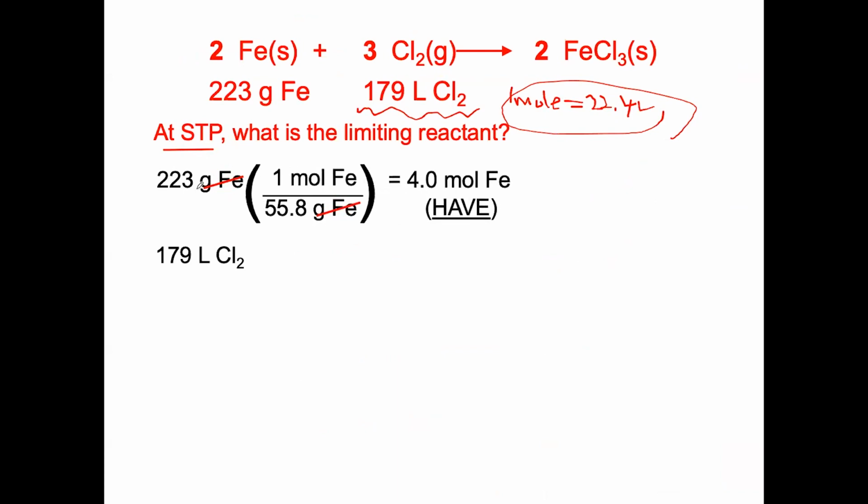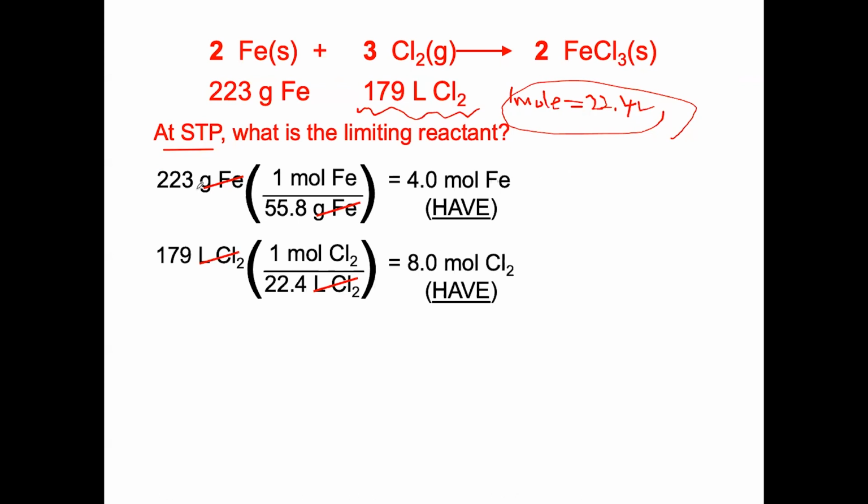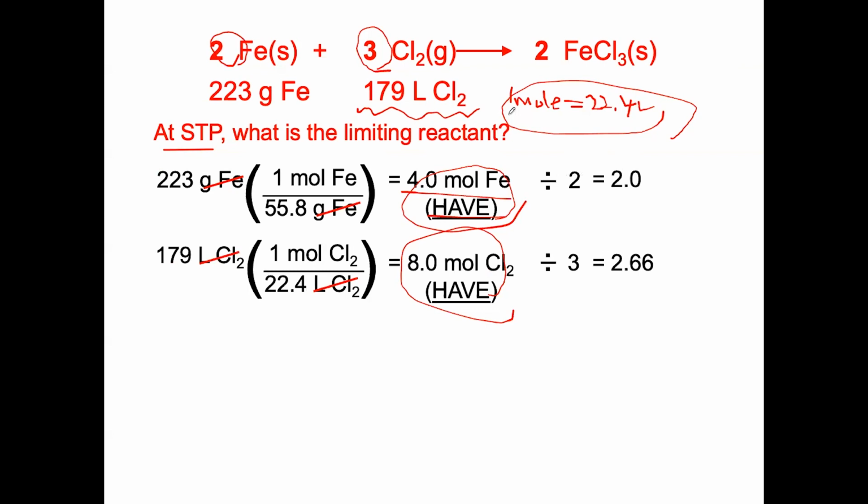into moles, correct? You have to convert that into moles, and you convert the chlorine gas into moles as well. So you have 4 moles of this, 8 moles of this. Don't worry about these coefficients; they're a little confusing. The only thing you have to do is divide this by this coefficient and this by this coefficient. Let's go ahead and do it. When you do that, what happens? You get 2 and then 2.66.